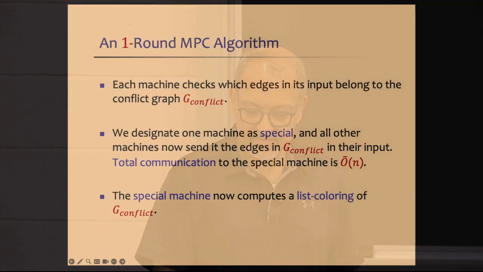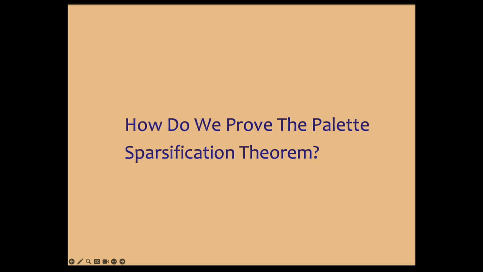And now I designate one of the machines as a special machine. So all the machines send their edges which are going to go in the conflict graph to the special machine, and the special machine collects them and list colors the conflict graph. Okay, and that's it. The total communication at the special machine is bounded by n poly log n because the conflict graph has only n poly log n edges. Okay, so this is how the palette sparsification theorem helps. And let me say now a little bit about how one proves the palette sparsification theorem, okay?